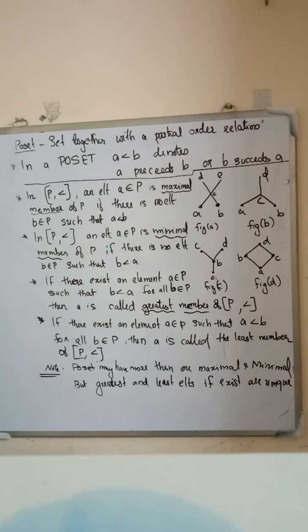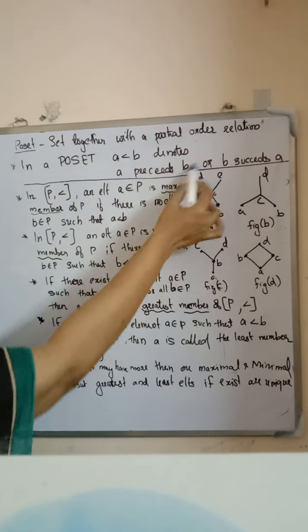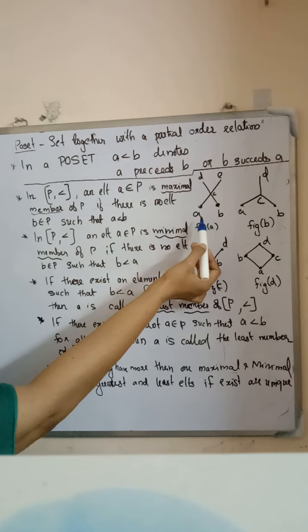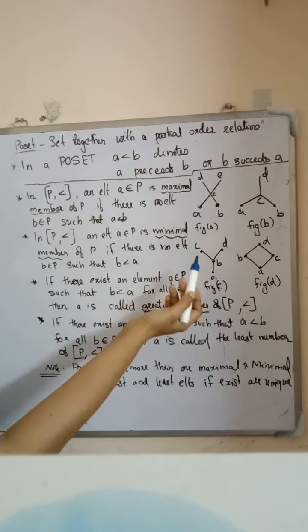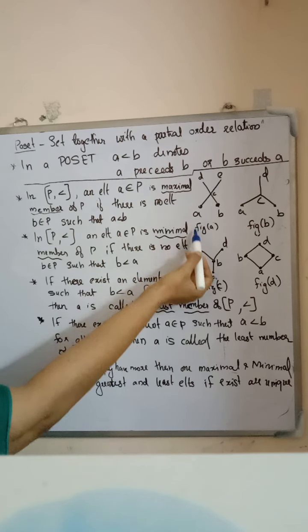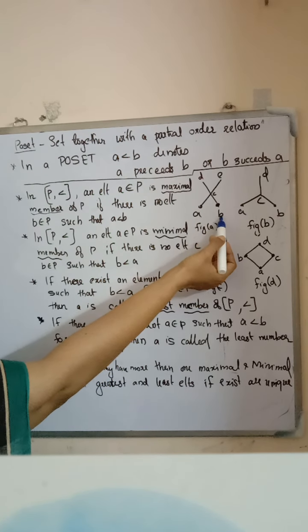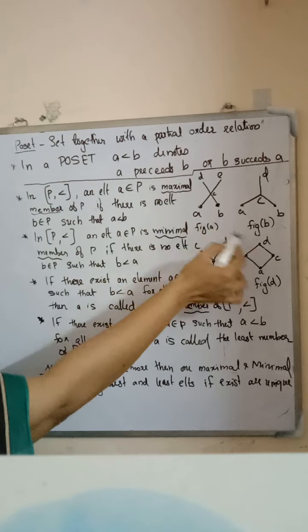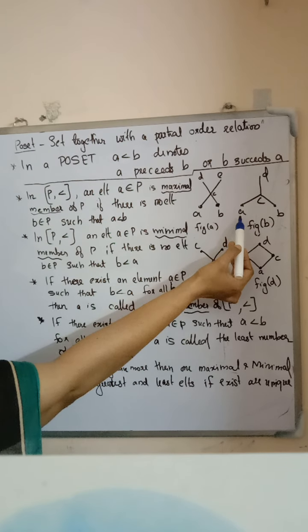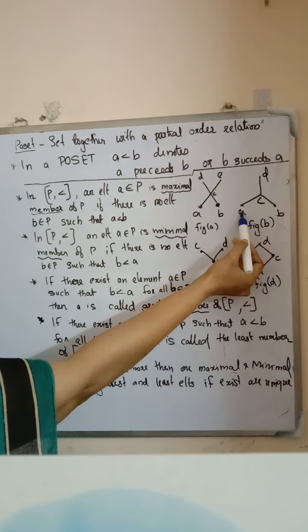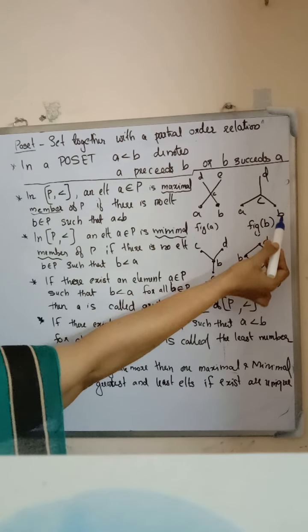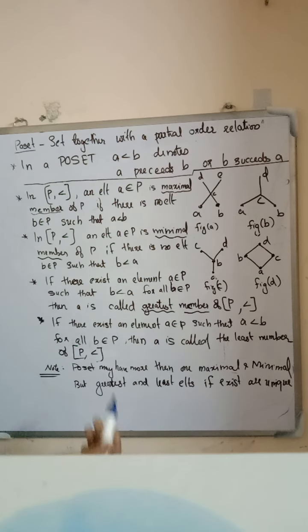In the first figure, which one is the minimal element? A and B are minimal elements because there is no other element less than A and no other element less than B. In the second figure, the minimal elements are A and B because there is no other element less than A, there is no other element less than B.